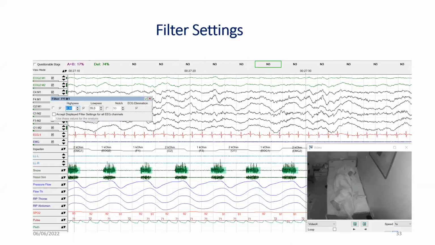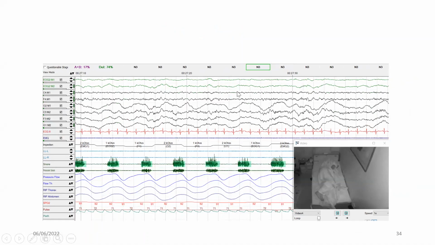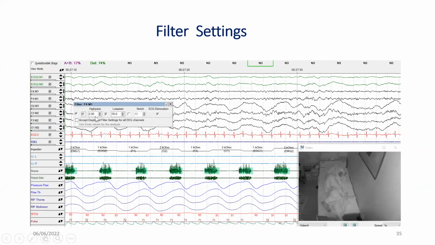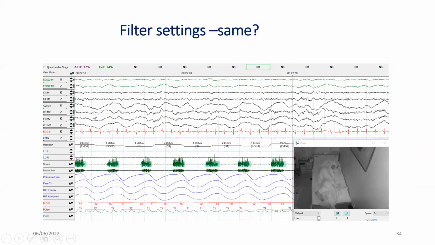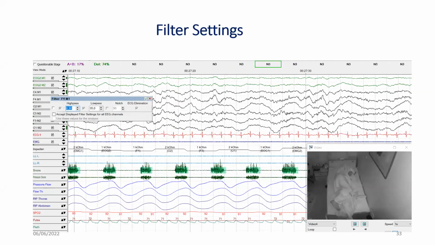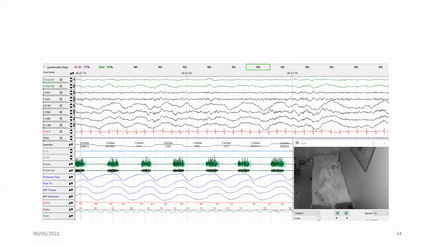You see the waveforms here. You can see the delta waveforms clearly, but here you can see there is no wave, because I have changed the high pass filter to 2 hertz instead of 0.3 hertz, which was the regular setting of the high pass filter. And that is why filter settings are really important.